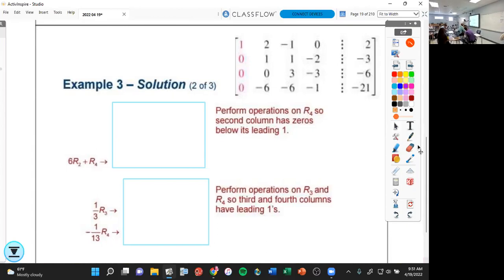Okay, so here's the matrix that we're left off with on the previous slide. First thing I want to do is get rid of this. So I don't want to add row 1 to this because that would reintroduce 1s in column 1. But I do want to get rid of that -6. So if I multiply row 2 by 6 and add that to row 4, that'll turn this into a 0, right?